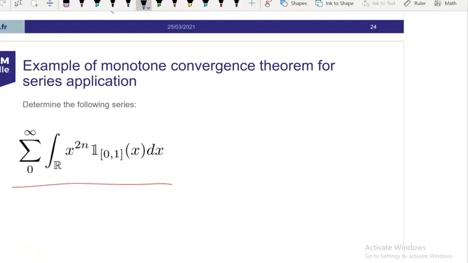So let's correct this one. Let's apply BPLV to calculate this series. What we want to apply it for is to say that the sum of the integral is equal to the integral of the sum. So one way to do this, and then determine this limit.